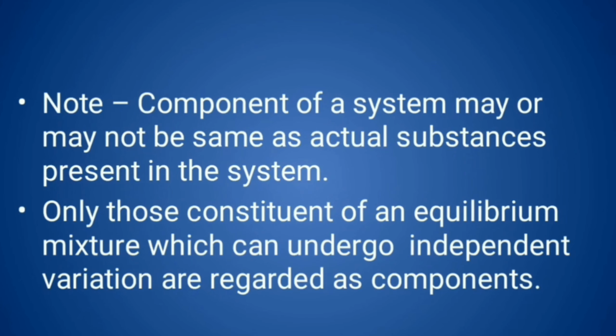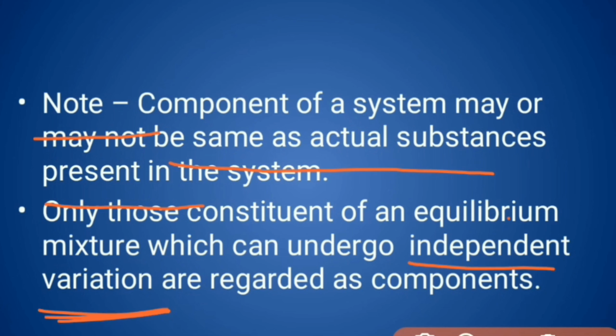See, the components of a system may or may not be the same as the actual substances present in the system. If there are many substances present in a system, it is not necessary that the components will be the same as the actual substances. It may be the same, it may not be. Only those constituents of an equilibrium mixture that can undergo independent variation are regarded as components. We have already studied that independent variation is important, and the constituents that undergo independent variation are regarded as the components only.